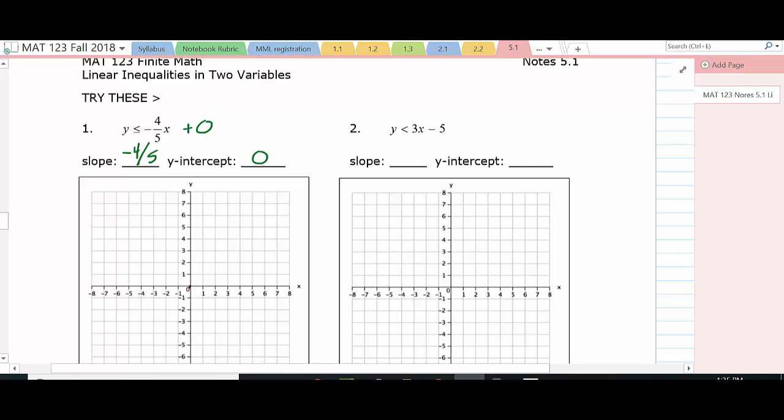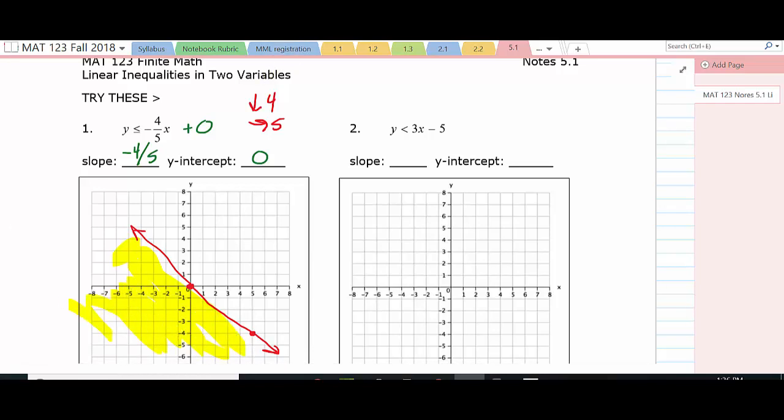So this one, you'd put a dot at the y-intercept, and then you'd have to go down 4, right 5 to get your next point. So I'm going to go down 4, right 5. Then you would have a solid boundary line like that, and then it's less than, so you just show that you're shading below like that. Okay, so that's what you should have come up with on that one.